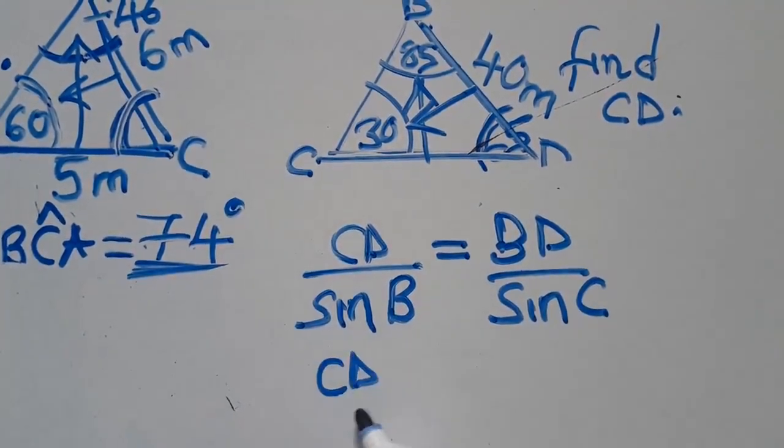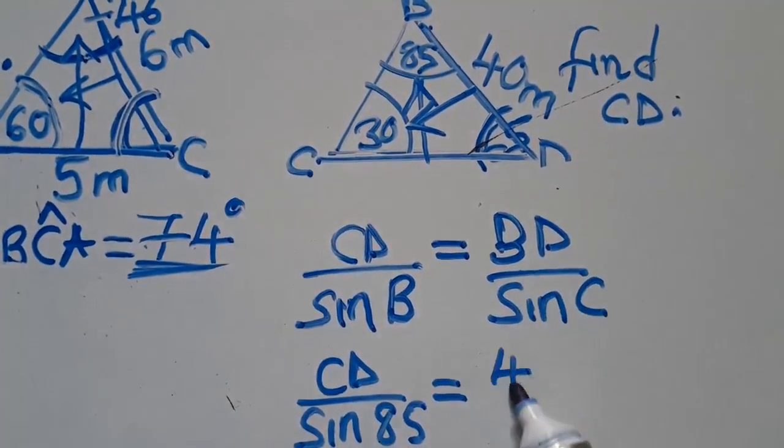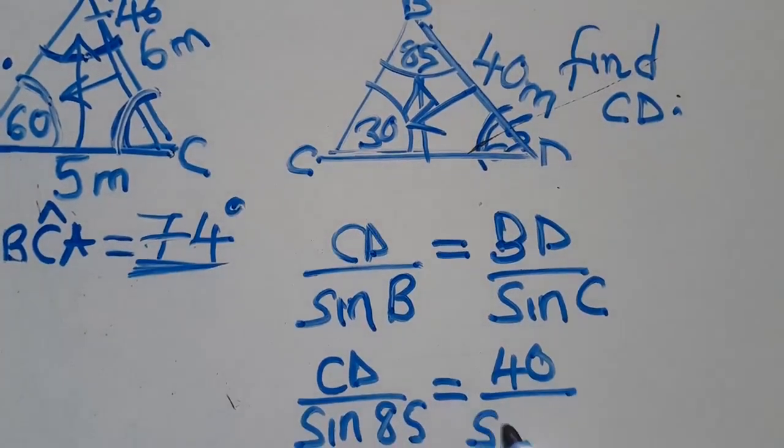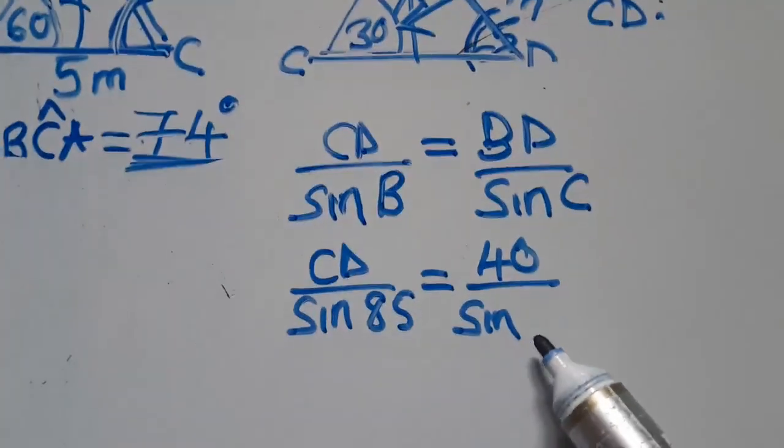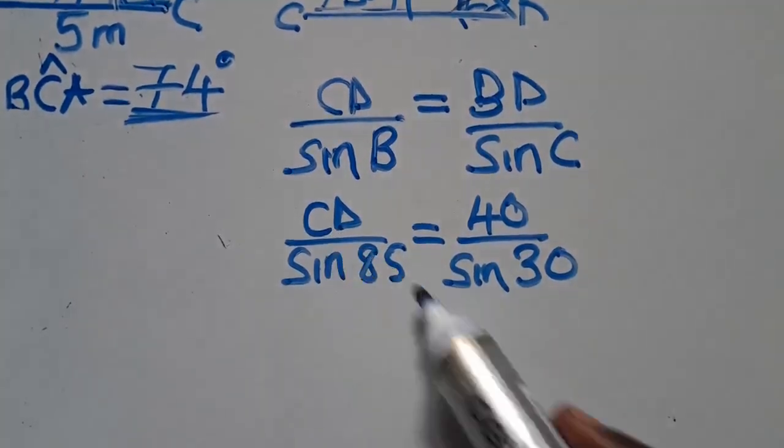Then we substitute. CD is what we were told to find, over sine B. Your B is 85, which is equal to BD, which is 40, over sine C, and C is 30. Here you cross multiply.